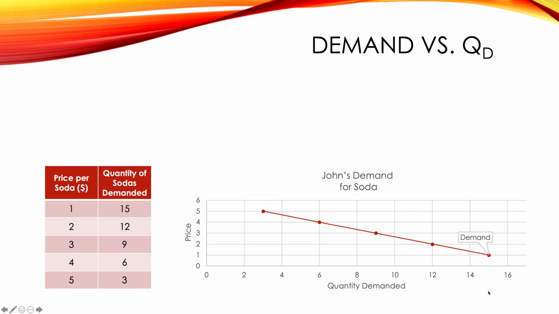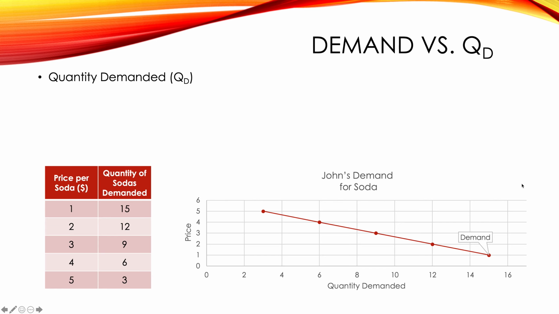When you look at that table, that was what we call a demand schedule, right? It tells us, given the price of an object, how much of that object somebody will want to consume. So we looked at a consumer named John and his demand for soda. When the price of soda is $1 per bottle, John wants 15 sodas. When the price is $5 per soda, John only wants 3. And that creates this negative sloped line with an inverse relationship that we call a demand curve.